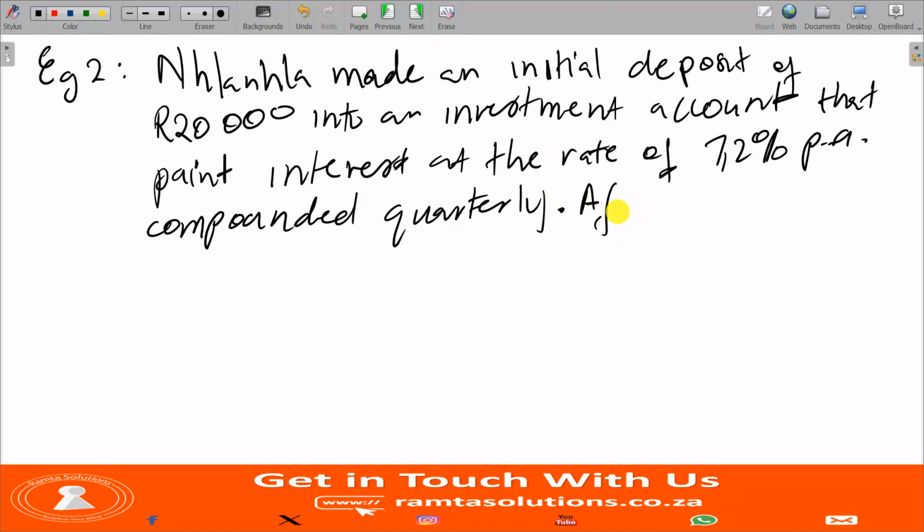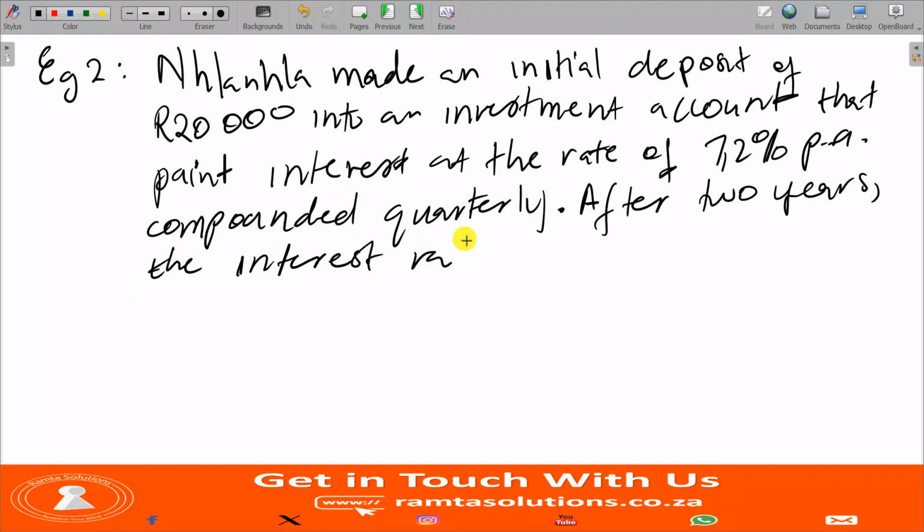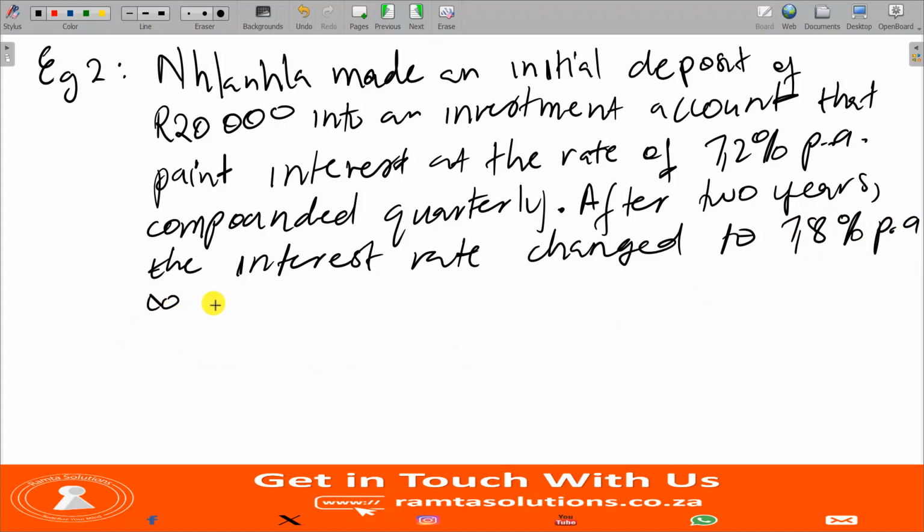After 2 years, the interest rate changed to 7.8% per annum compounded monthly.